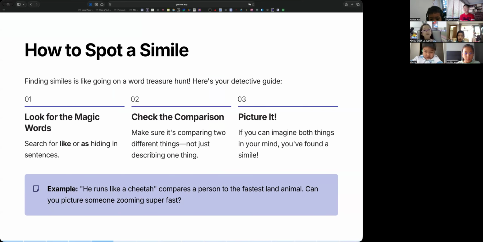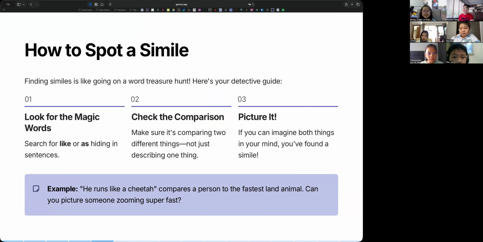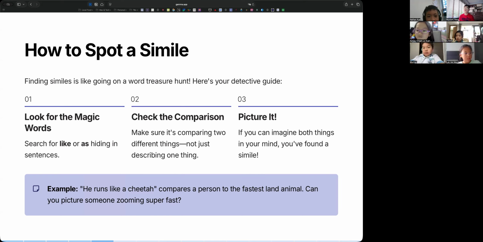So how do you spot a simile, right? He runs like a cheetah, for example. What word tells me that this is a simile? He runs like a cheetah. Anybody, can you tell me which word shows you that this statement, runs like a cheetah, is a simile? Anyone? Wave your hands if you think you know the answer. Okay, well, very good. I'm seeing quite a few hands being waved. That's excellent. I'm going to call someone who's not waving their hands this time around. Okay, Heyman, can you tell me which word?